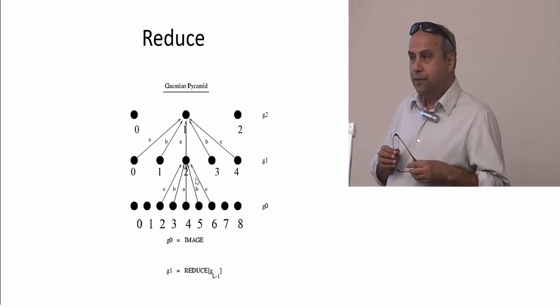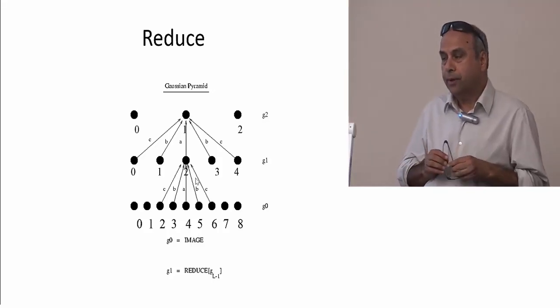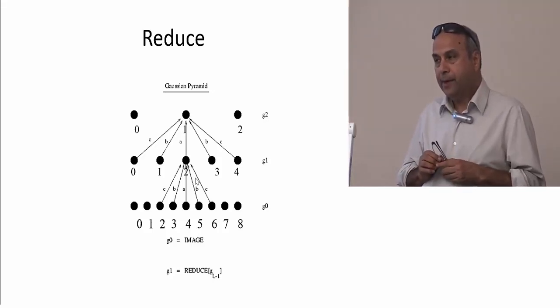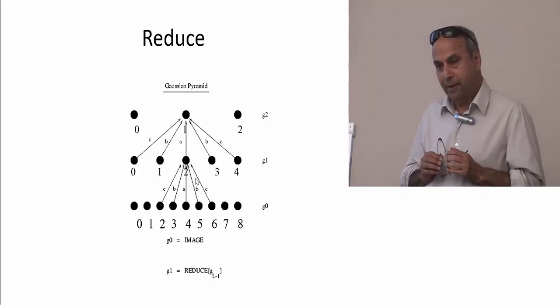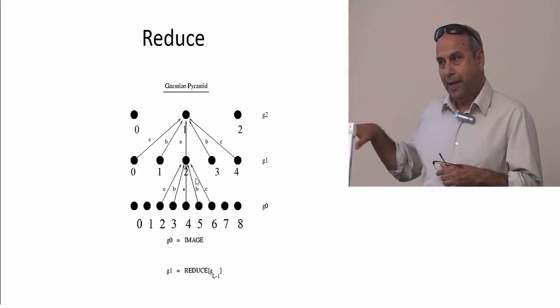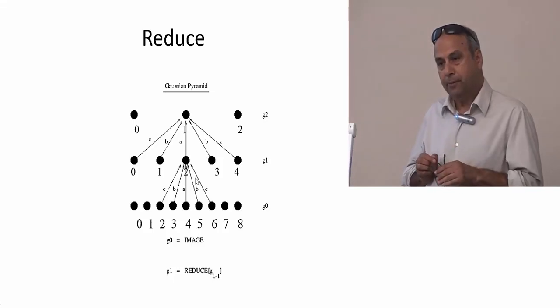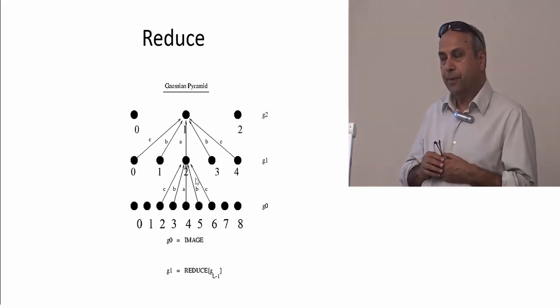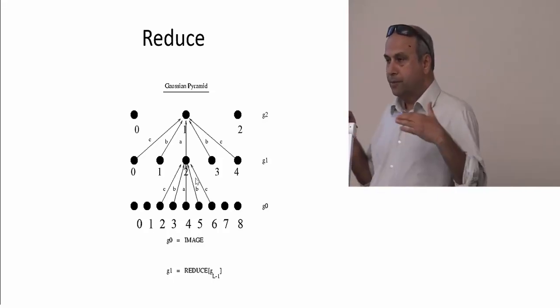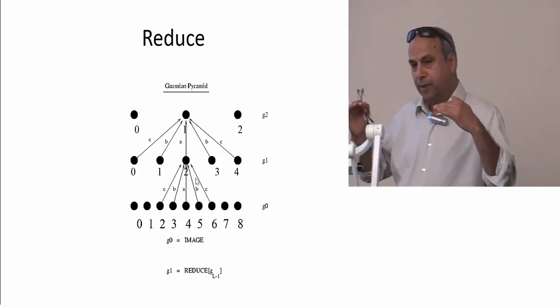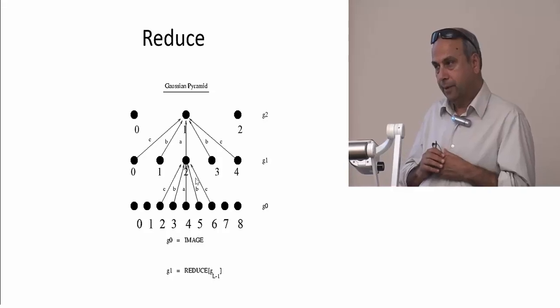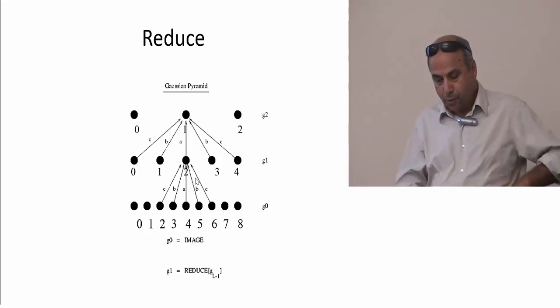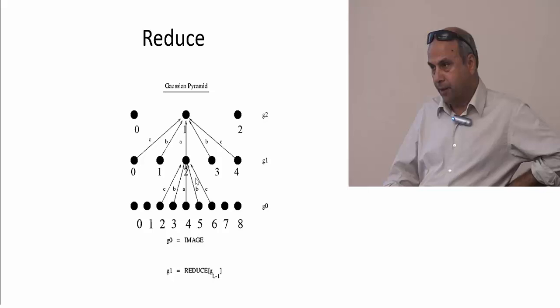You are reducing the resolution, but you want to get a smooth version of your image at the next level. Otherwise, you will have a problem which is called the aliasing and sampling problem. So we always need to have smoothing and then subsampling, smoothing and subsampling, like that. That is what the reduce operation is.